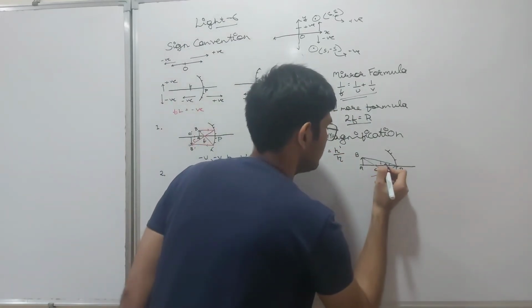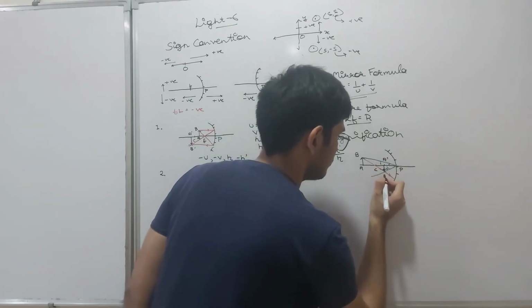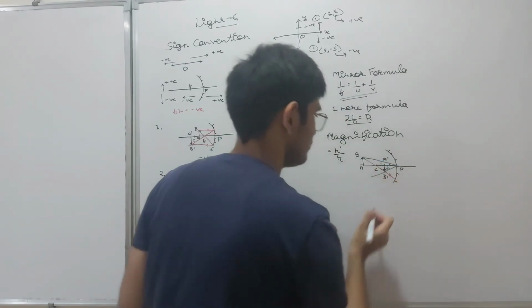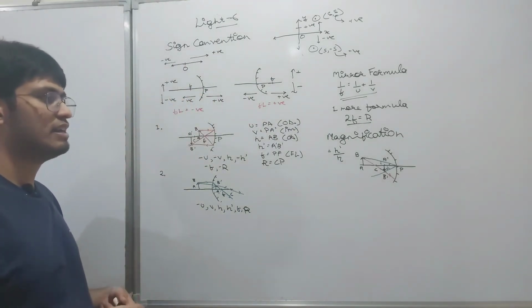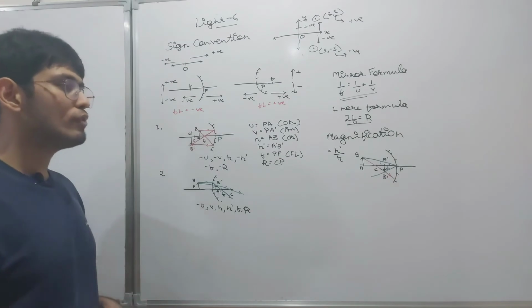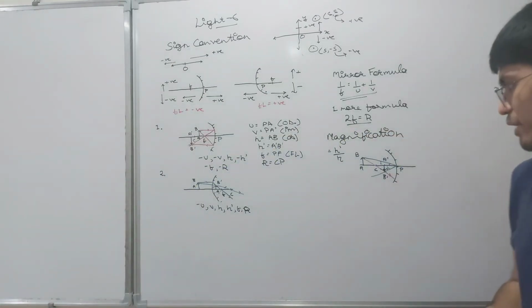Now let us name this image A dash B dash. This point is A dash, this point is B dash. I think this is clear to you. Now this A dash B dash we have marked. Now what we have to do is compare two triangles.